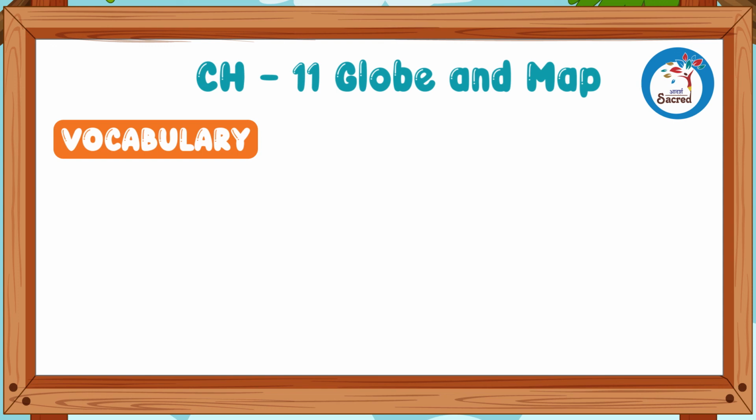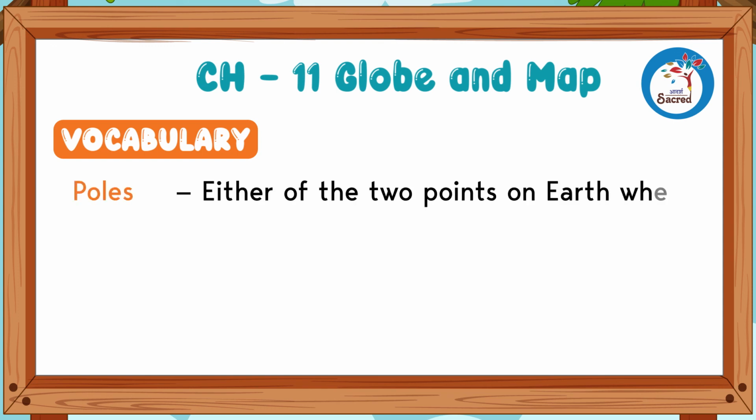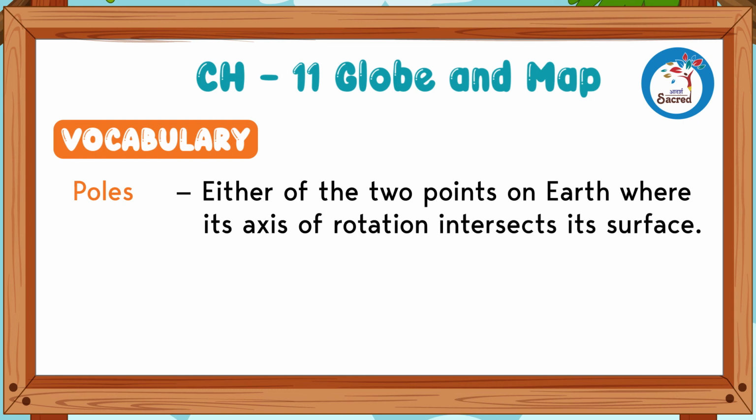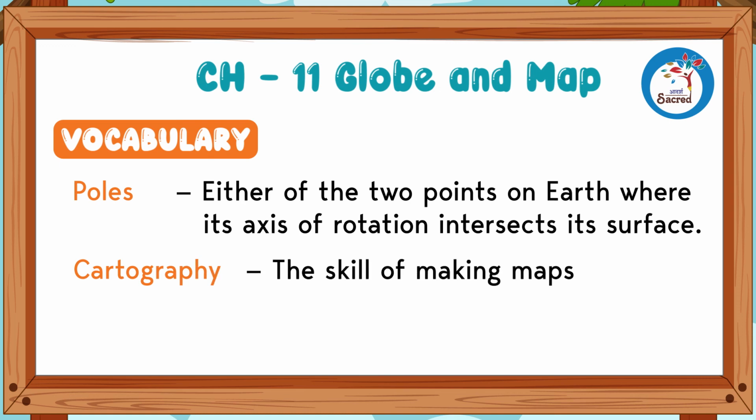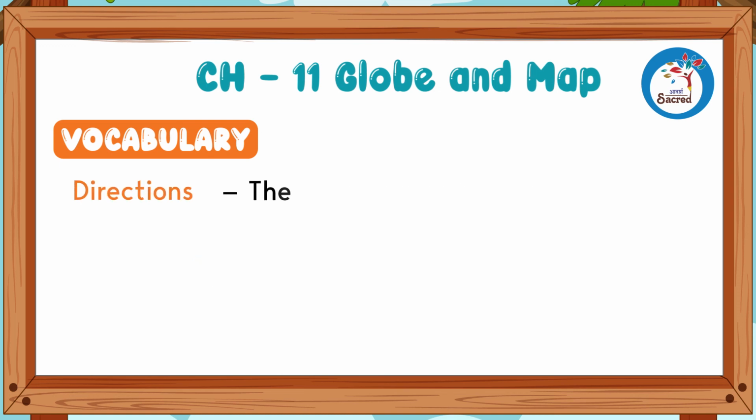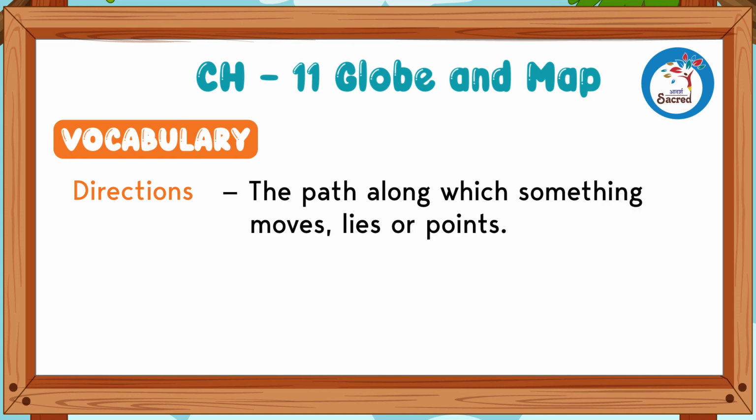Vocabulary. Poles. Either of the 2 points on Earth where its axis of rotation intersects its surface. Cartography, the skill of making maps. Directions, the path along which something moves, lies, or points.